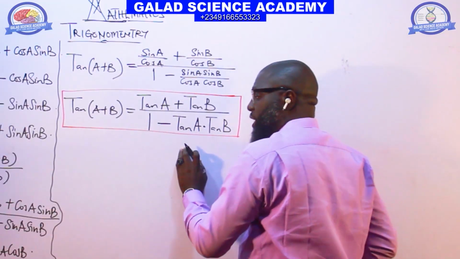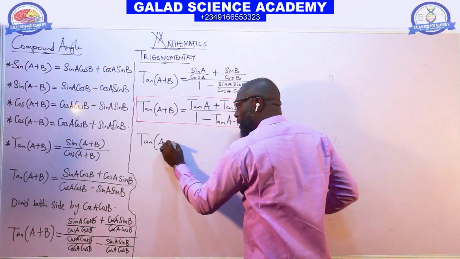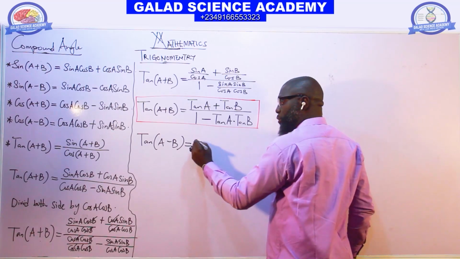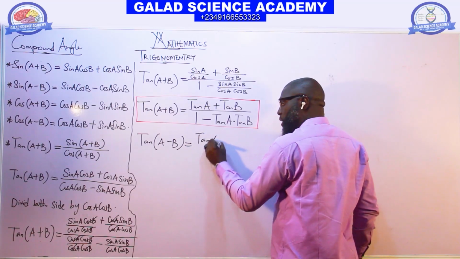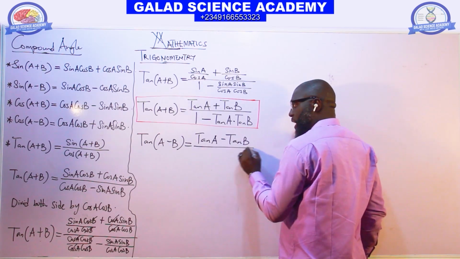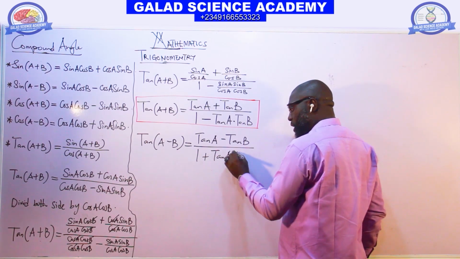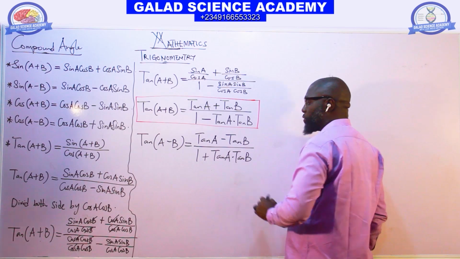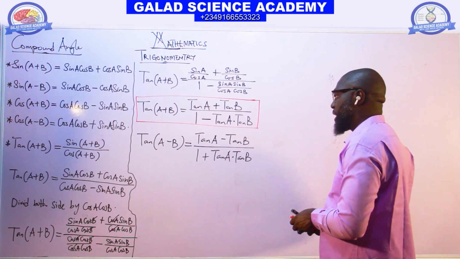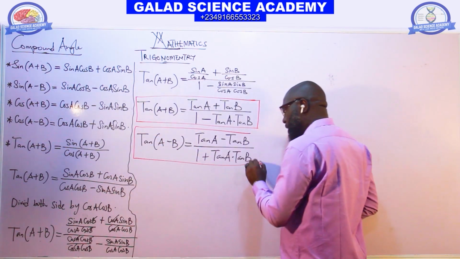But if tan A minus B is given, it's the same procedure for proving. You just have tan A minus tan B, everything over 1 plus tan A dot tan B. So this is what we have here as trigonometry identity.